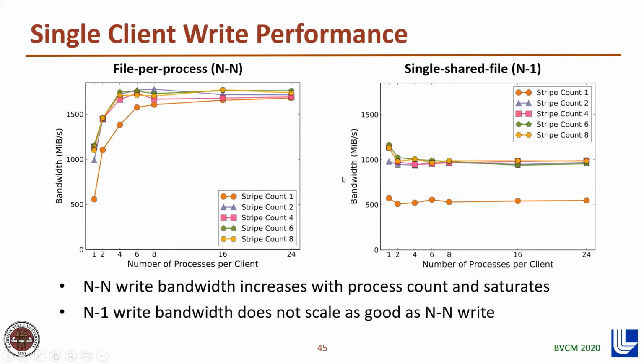Afterwards, we also tested the write performance posed by the IOR benchmark. For the write performance as well, we found that NN write bandwidth scales up very well with an increasing number of processes per node. And the single-shared-file workload did not scale as well as the NN write workload.